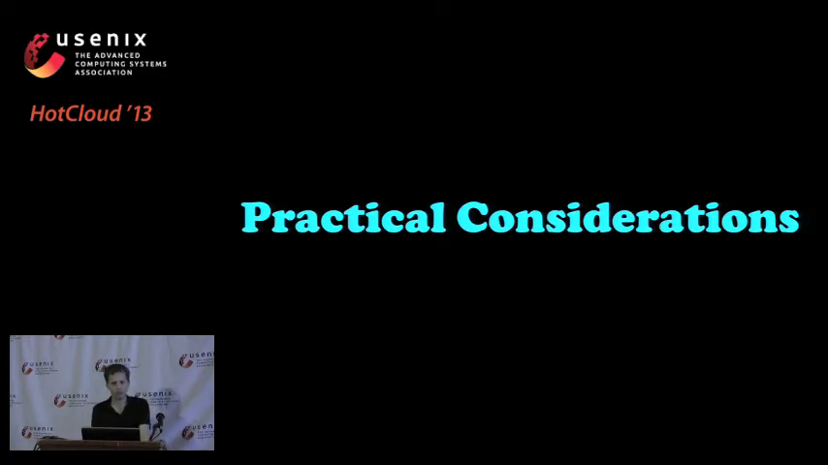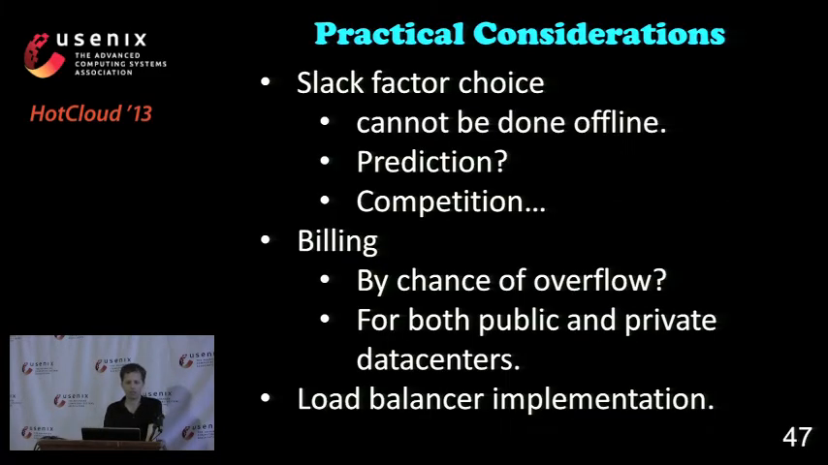Now, some practical considerations. First of all, the slack factor choice. We see that we can choose the slack factor automatically, or not automatically, but offline here, so running again and again until we find the correct slack factor. Of course, in reality, you can't do that. You have to be ready in advance without knowing what the workload is going to be. So we need some sort of prediction to realize what you would need.